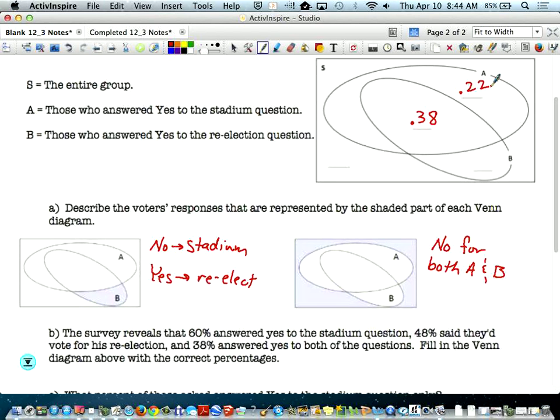So then, when you look at the 48%, it has to add up to the circle B. So that must be a 0.1 on the outside there, right? So do my two numbers inside A add up to 60? Yes. Do my two numbers in circle B add up to the 0.48? Yes. What is on the outside then? How many said no to both?